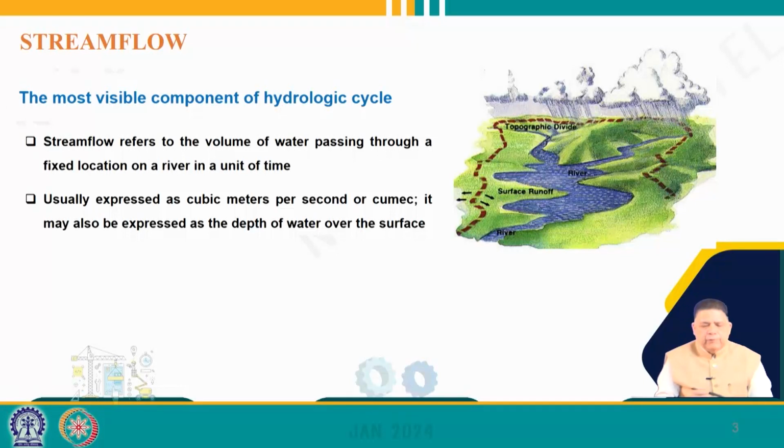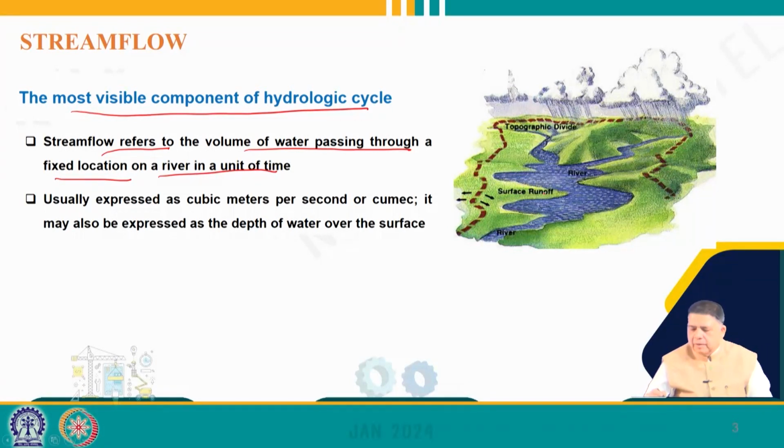Coming to streamflow, it is the most visible component of the hydrological cycle. That means this is one of the processes which you can really see with your naked eyes. Streamflow refers to the volume of water passing through a fixed location on a river in a unit of time. So, it could be a river, stream or water course. If you take any point on that and find out the volume of water passing through that particular location or cross section over a period of time, then that is streamflow.